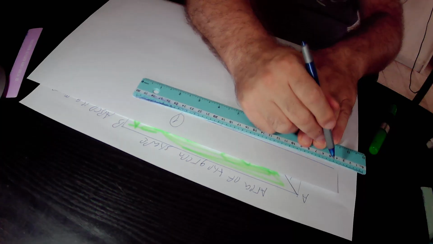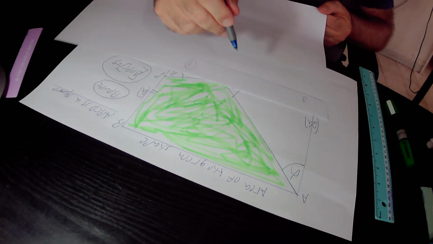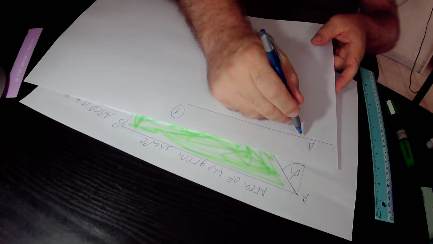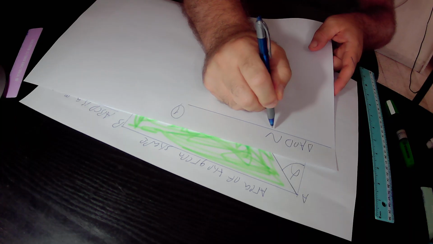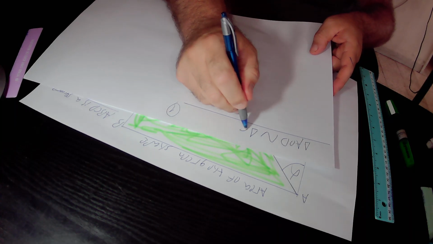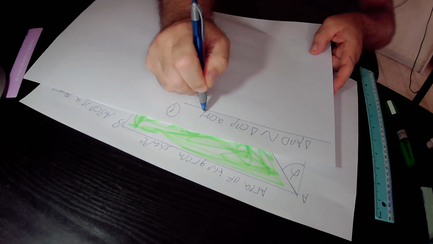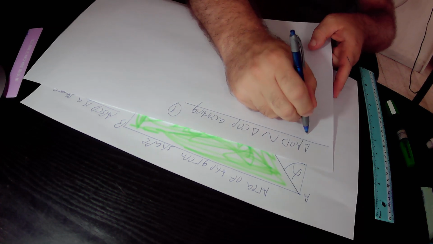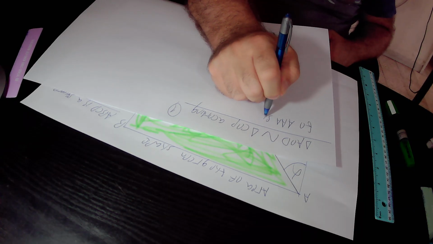So if we found out that the big triangle AOD is similar, this is the sign of similar, to the small triangle COP according to the angle similarity rule.